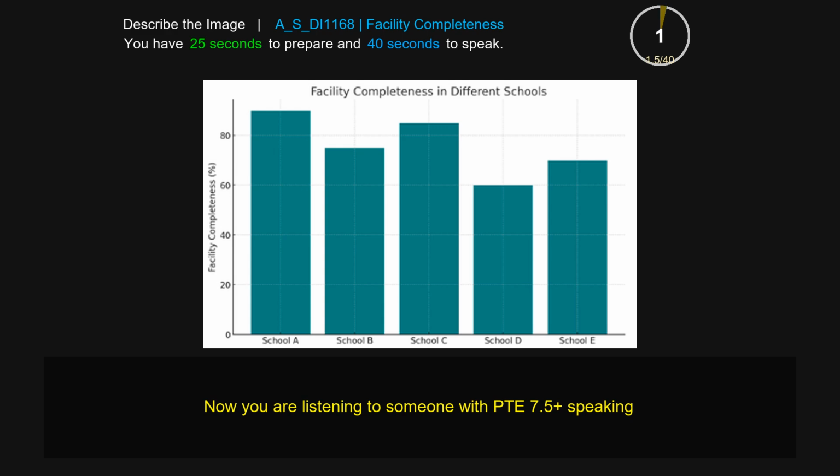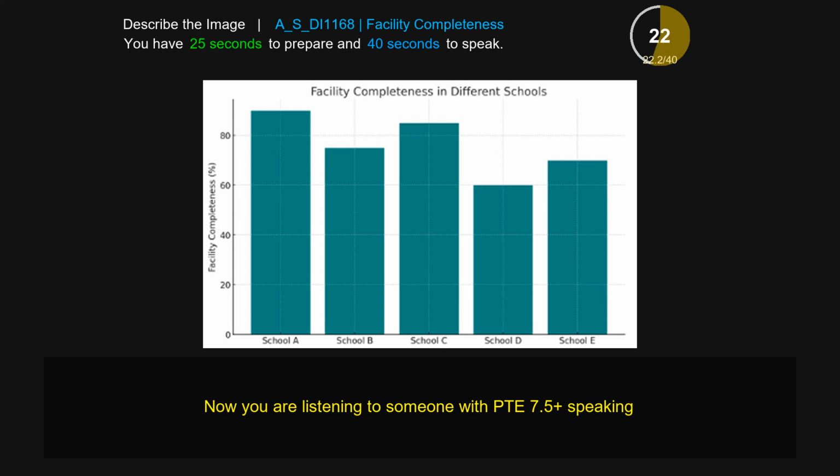This picture is a bar chart with beautiful colors such as blue and white. The bar graph provides some information about facility in different schools. The vertical axis of the graph shows different numbers from 0 to 80, while the horizontal axis of the graph shows different numbers from school A to school E.